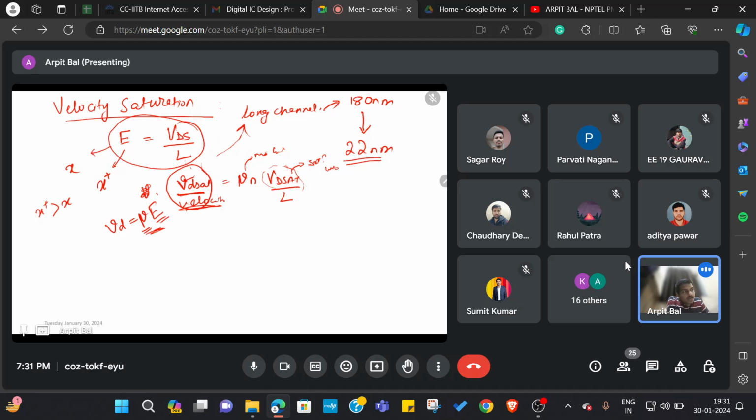And I told that there's a maximum velocity with which an electron can travel even if I scale the supply voltage, and we scaled the supply voltage so as to prevent breakdown.